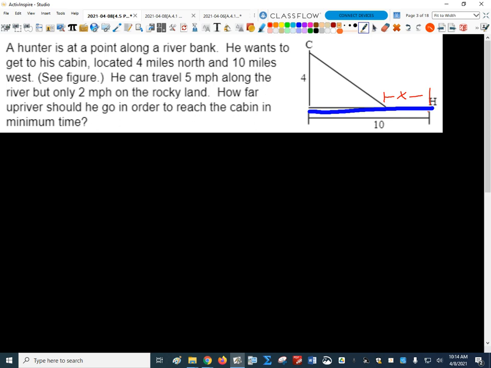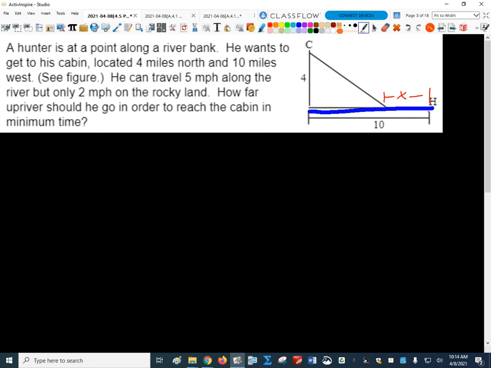x is written in terms of distance, right? So we've got to relate time and distance here. How are time and distance related if we're given information about speed? How does speed relate time and distance?